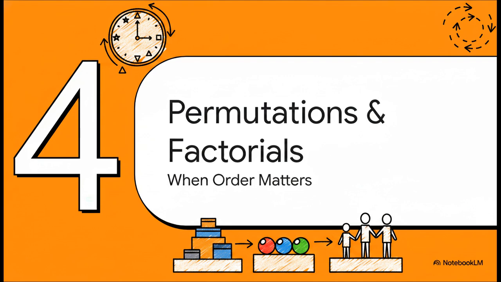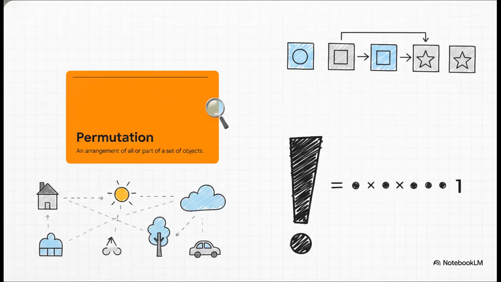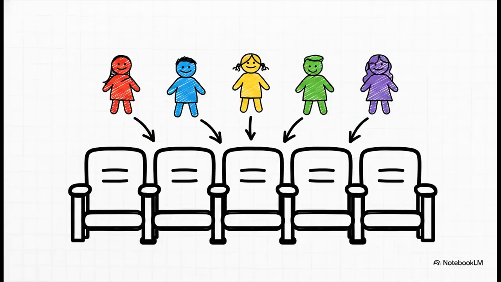Part 4. Permutations and factorials. This brings us to permutations. A permutation is an arrangement of all or part of a set of objects where the order is strictly important. To calculate this rapidly, we use something called a factorial, which you'll see denoted by an exclamation point. Don't let the math jargon intimidate you. A factorial just means you take a number and multiply it sequentially by every whole number, counting all the way down to 1. Let's actually put this into practice to see how factorials organically emerge.